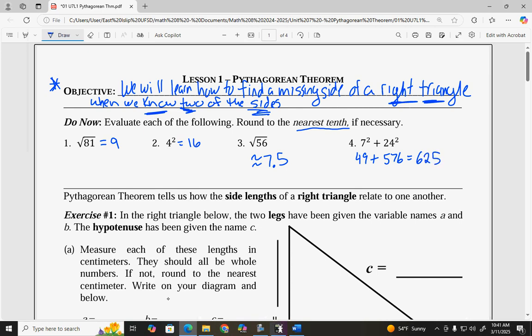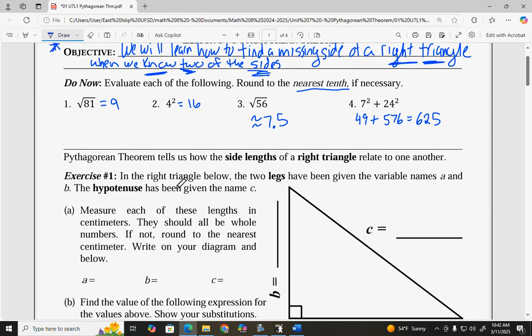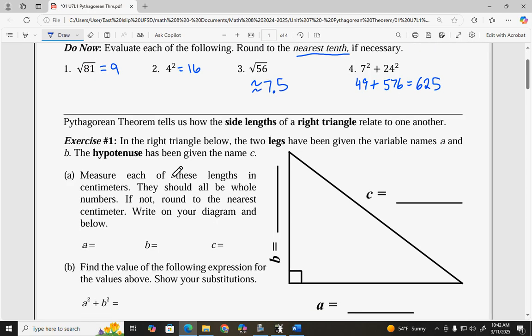So we just got done with the unit where we did some squaring, we did some square rooting, and now we're going to use it in order to find missing sides of a right triangle. So the Pythagorean theorem does tell us the length of sides of right triangles. It has to be a right triangle. The Pythagorean theorem is very limited in that it only works on right triangles, but it really is such a cool thing that people recognize this so that we can find missing sides.